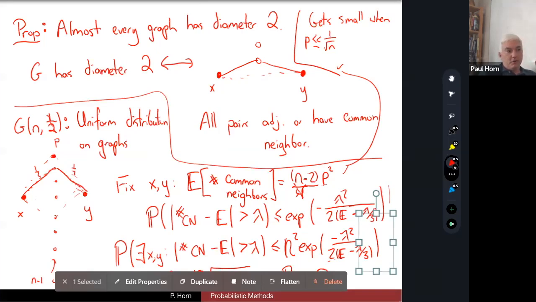And in this book of Molloy and Reed, they show how different techniques can be used to improve this if I have a little bit more. So for instance, if I have a triangle-free graph, I can color graphs in D over log D colors. And they use these kind of theorems to illustrate a lot of probabilistic methods. It's a really nice book.